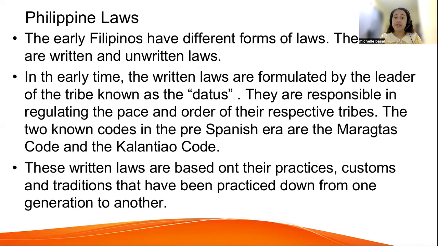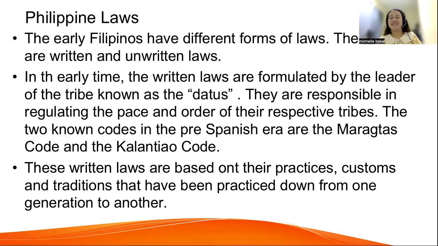And in the Philippines, the early Filipinos had different forms of laws. We had many tribes, many datos. So each dato promulgated their own laws, written and unwritten. In the early time, the written laws were formulated by the leaders of the time known as the dato. They were responsible for regulating the peace and order of their respective tribes. So each dato had the autonomy to manage his tribe. The two known codes in the pre-Spanish era are the Maragtas Code and the Code of Kalantiaw.